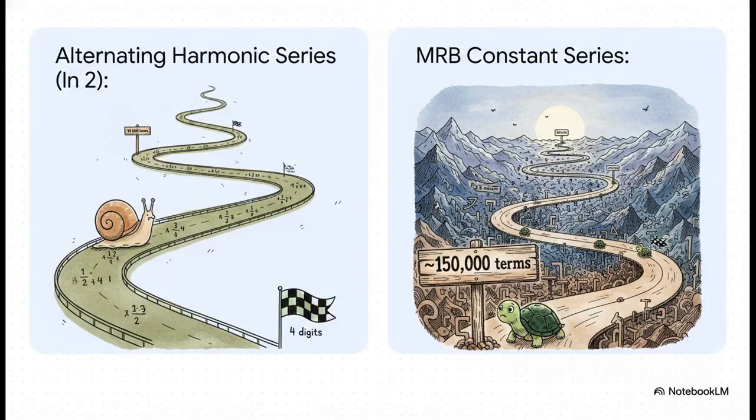To give you some perspective, let's look at another famously slow series, the one for the natural log of 2. Now, to get just 4 correct digits of that number, you need to add up about 10,000 terms, which is a lot. But for our MRB constant, you need to calculate and sum almost 150,000 terms just to get that 4th digit to stop changing. That's not just slow, that's an absolute computational nightmare.